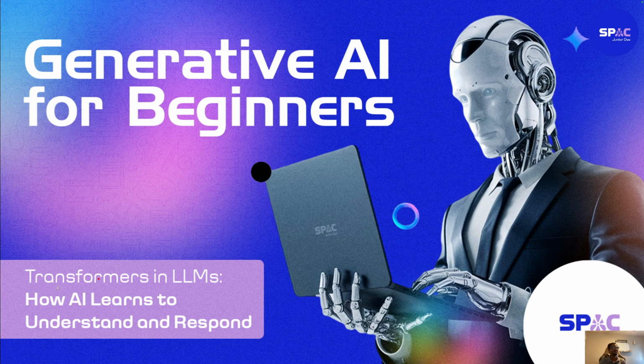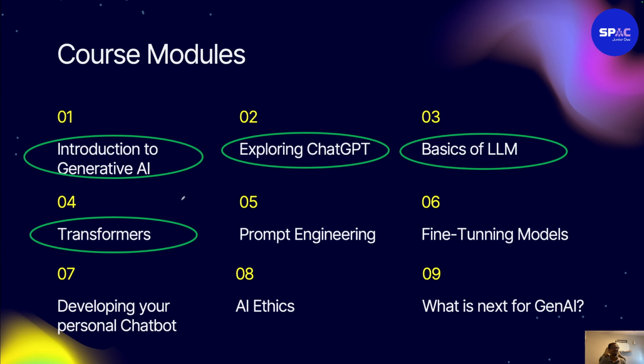So we're going to be learning transformers in LLMs, right? We want to know how AI learned to understand and respond to us. We want to know how ChatGPT is able to understand what we type, make sense of it, and give us good results. Okay, so you can see in our course module we've done a lot of stuff, right?